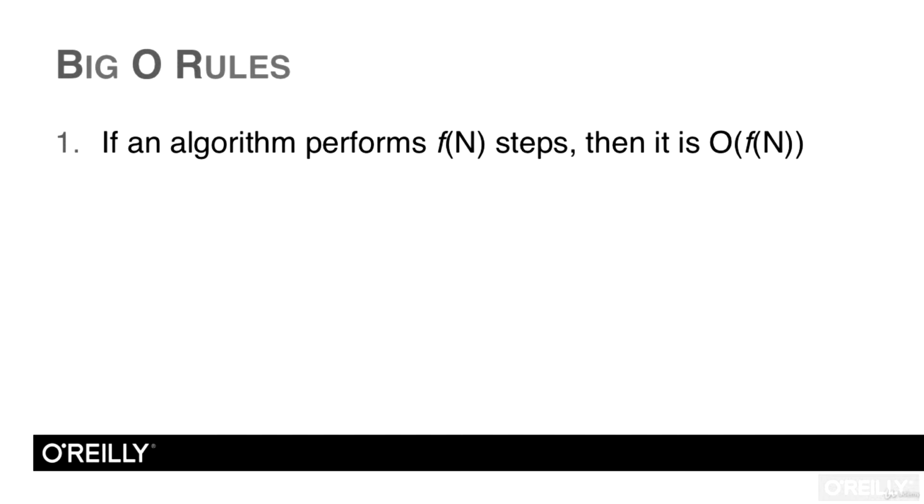First, if an algorithm performs f of n steps for some mathematical function f, then the algorithm has order f of n performance. It's written like this, Big O, paren, the function, close paren. It's usually pronounced order f of n.